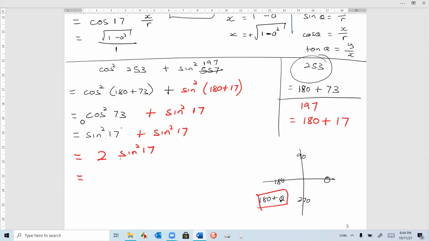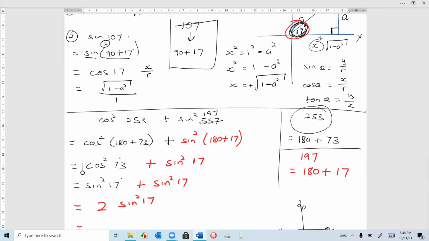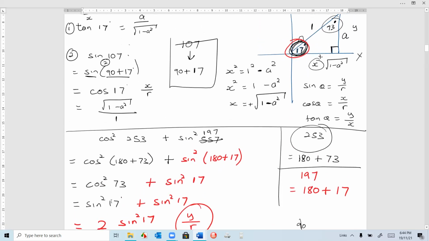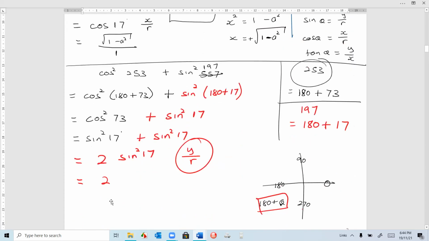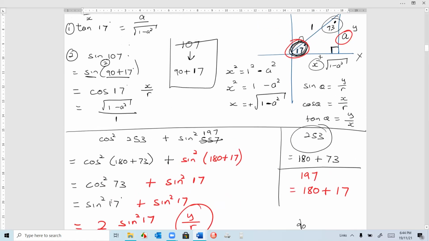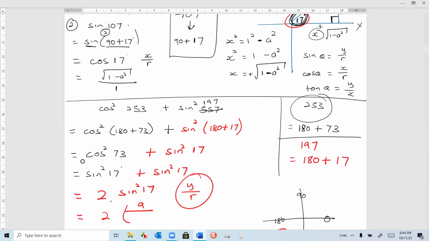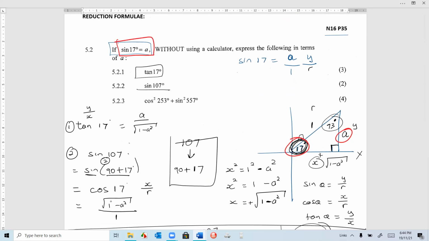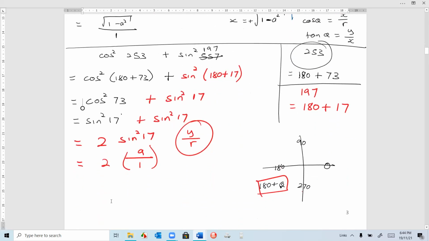I can use my diagram because it's 17. Remember, we know that sine is y over r. So if I look at my diagram, my y value is a, as you can see, and my r value is 1, so a over 1, in other words, it's a. That was also given: sine 17 is actually a. So I didn't have to use my diagram. It's given information. A over 1 is a, which gives me 2a.